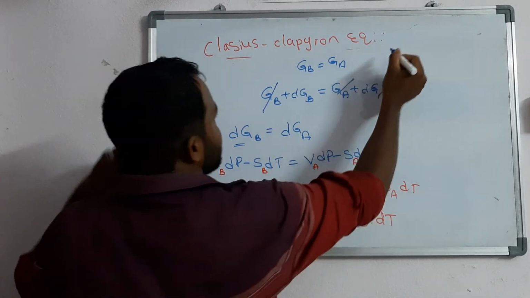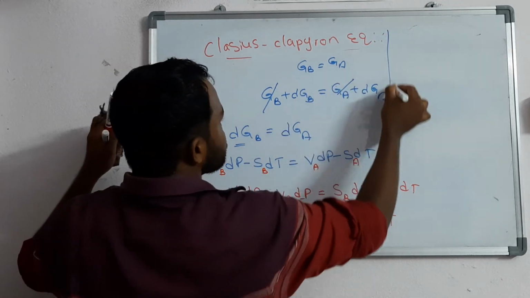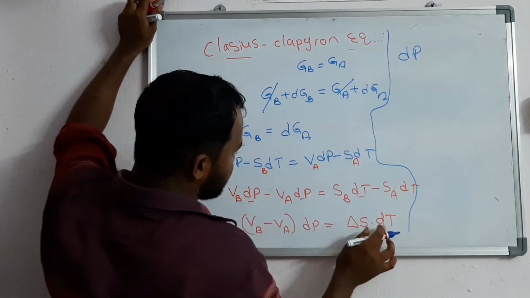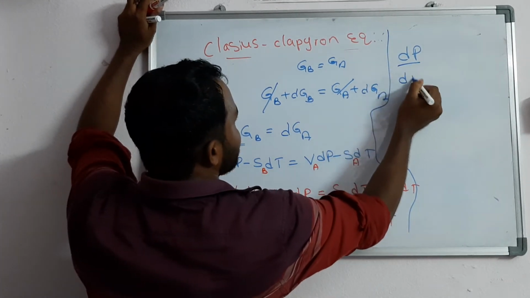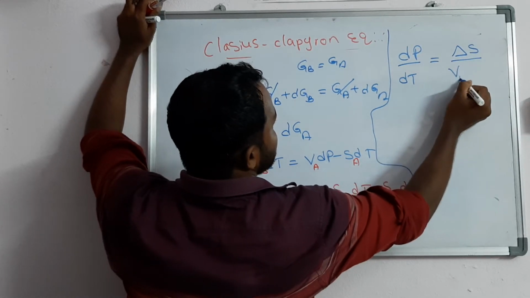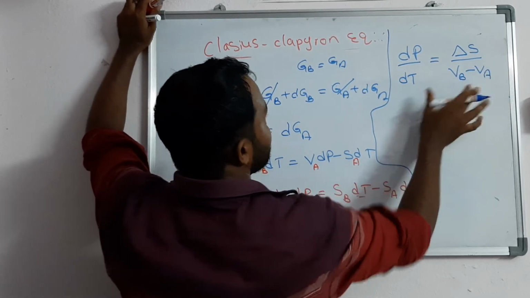Now I am going to write dP by dT. This dT comes here. dP by dT is equal to delta S by VB minus VA. I got VB minus VA.